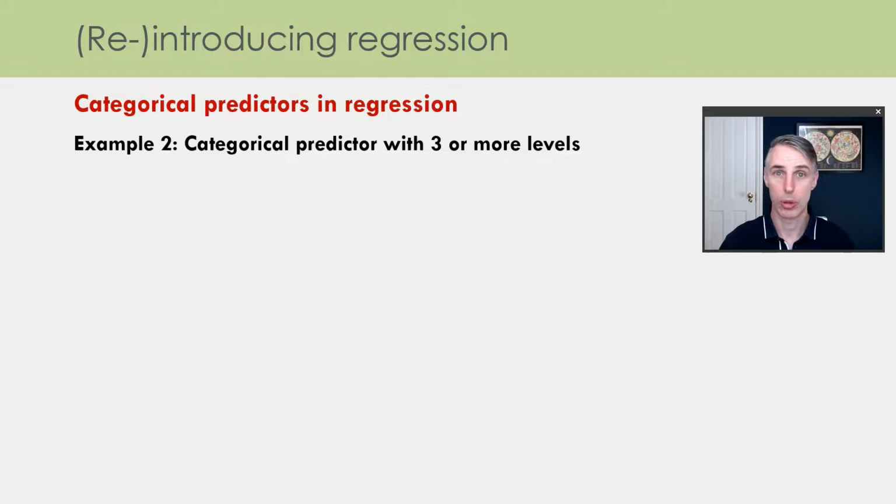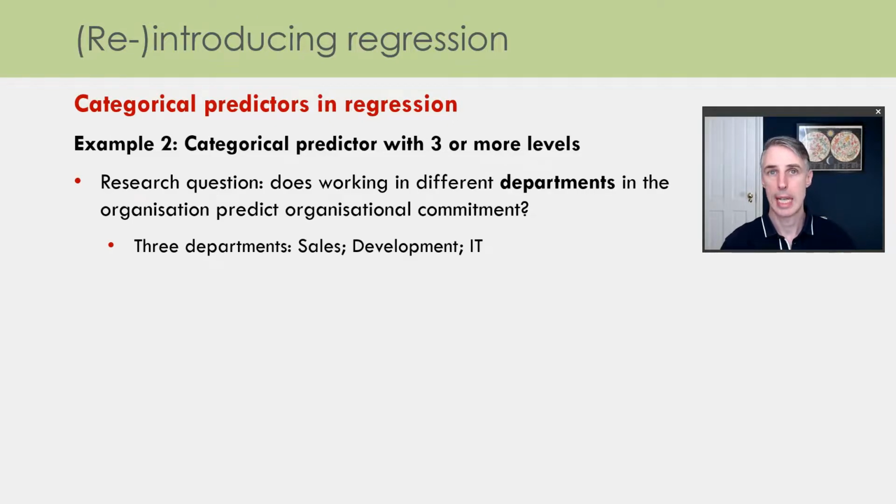What requires a little bit more thought is when our categorical predictor has 3 or more levels. So let's take that research question that we've been working with about the association between organizational identification and commitment, and think about another variable that might be relevant. Does working in different departments in the organization predict commitment? Let's say the organization we've been looking at has 3 separate departments. People either work in sales, in development, or in IT.